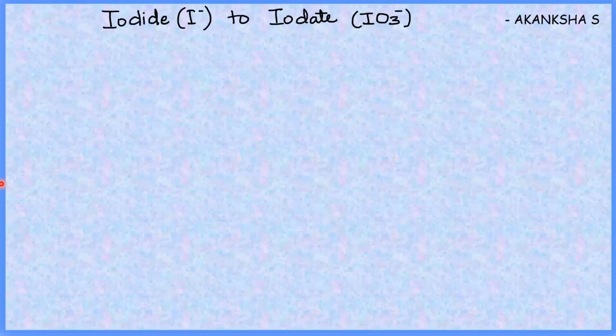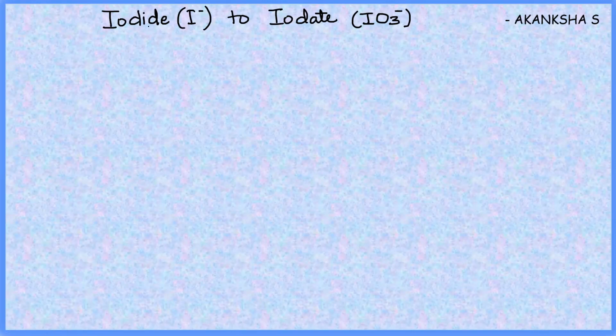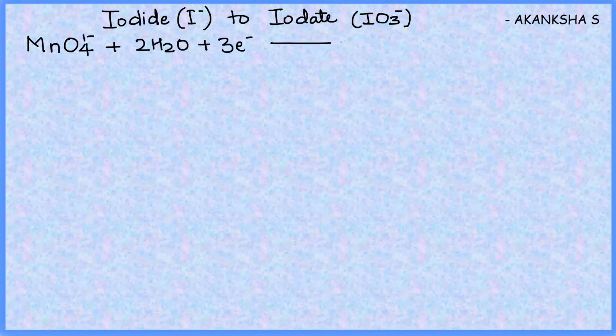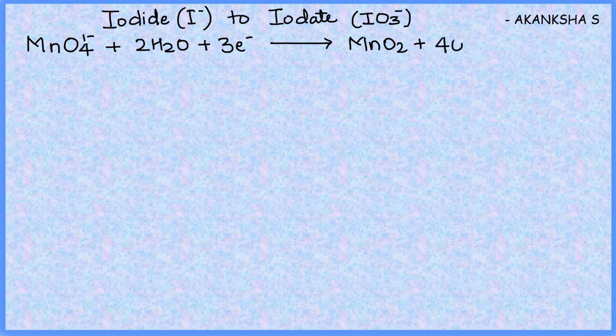Utilizing this general equation, we are going to solve our first question. The first question is to oxidize iodide to iodate. What is the first step? We write down our general equation in neutral medium: MnO4 1 minus plus 2H2O plus 3 electrons giving you MnO2 plus 4OH minus. This is our general equation in neutral medium. What do we need to consider? We need to convert I minus, that is iodide, to IO3 minus, that is iodate.